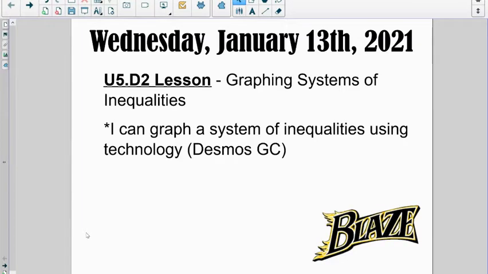All right, hi everybody. Today we're going to take a look at our day 2 lesson, which is on graphing systems of inequality. So yesterday we spent some time with writing systems of inequality. So now we're going to take a look at what that looks like on the graph and what the solutions appear to look like on the graph as well. We're going to use the Desmos graphing calculator as our technology today to do our graphing for us.